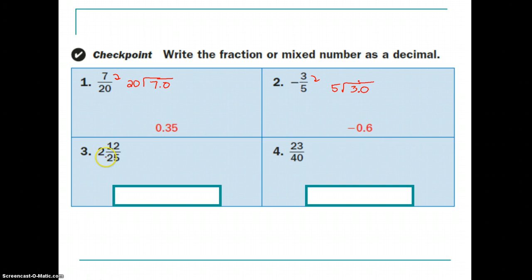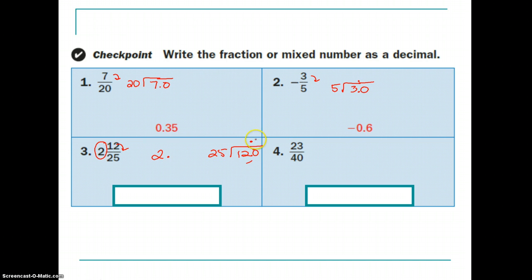Okay, with a mixed number, this 2 is already a whole number. So it's already 2 point something. So the only thing we actually have to do is bring down the 12. So you have 25 into 12. Bring up the decimal. And this is how you start with the decimal point.